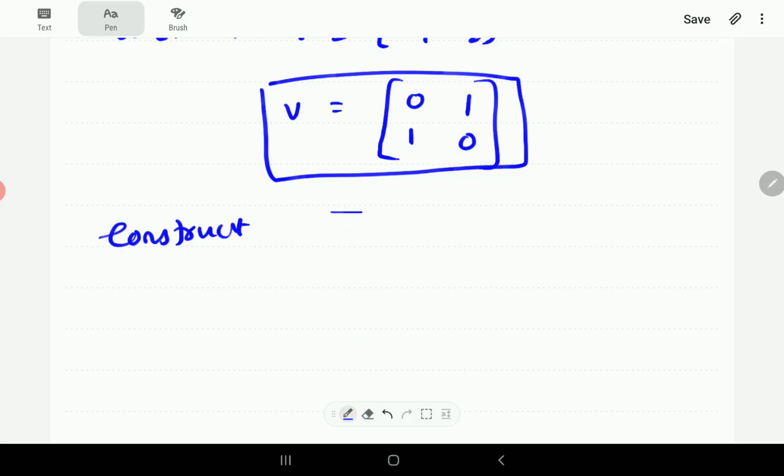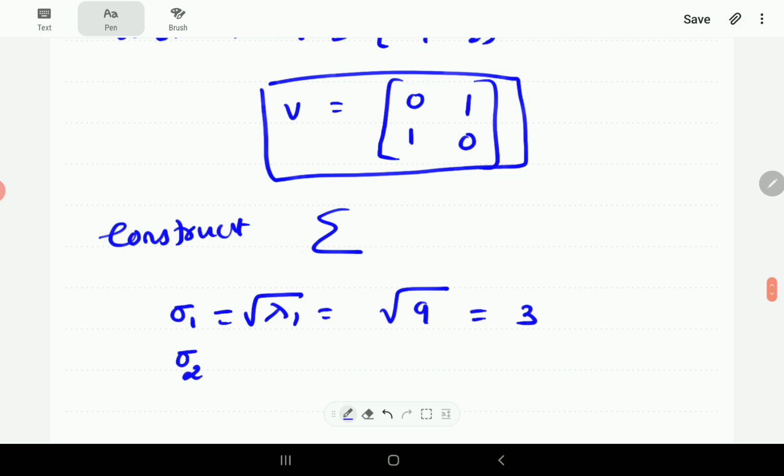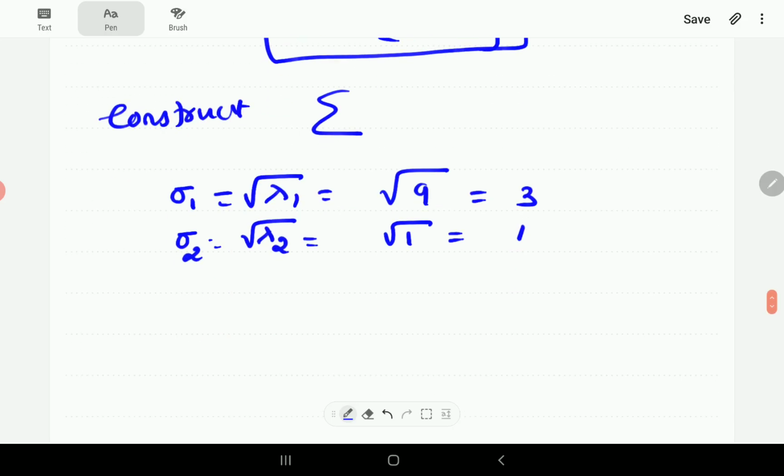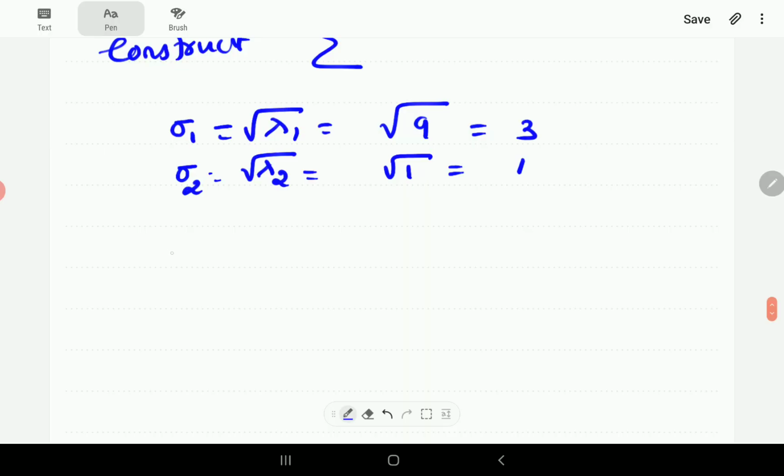For that what we need is, we need d. So as we know, our sigma 1 is square root of lambda 1, which is equal to square root of 9, that is equal to 3, and sigma 2 is square root of lambda 2, which is equal to square root of 1, that is equal to 1. So we have got two singular values, 3 and 1. Hence let us construct the sigma.